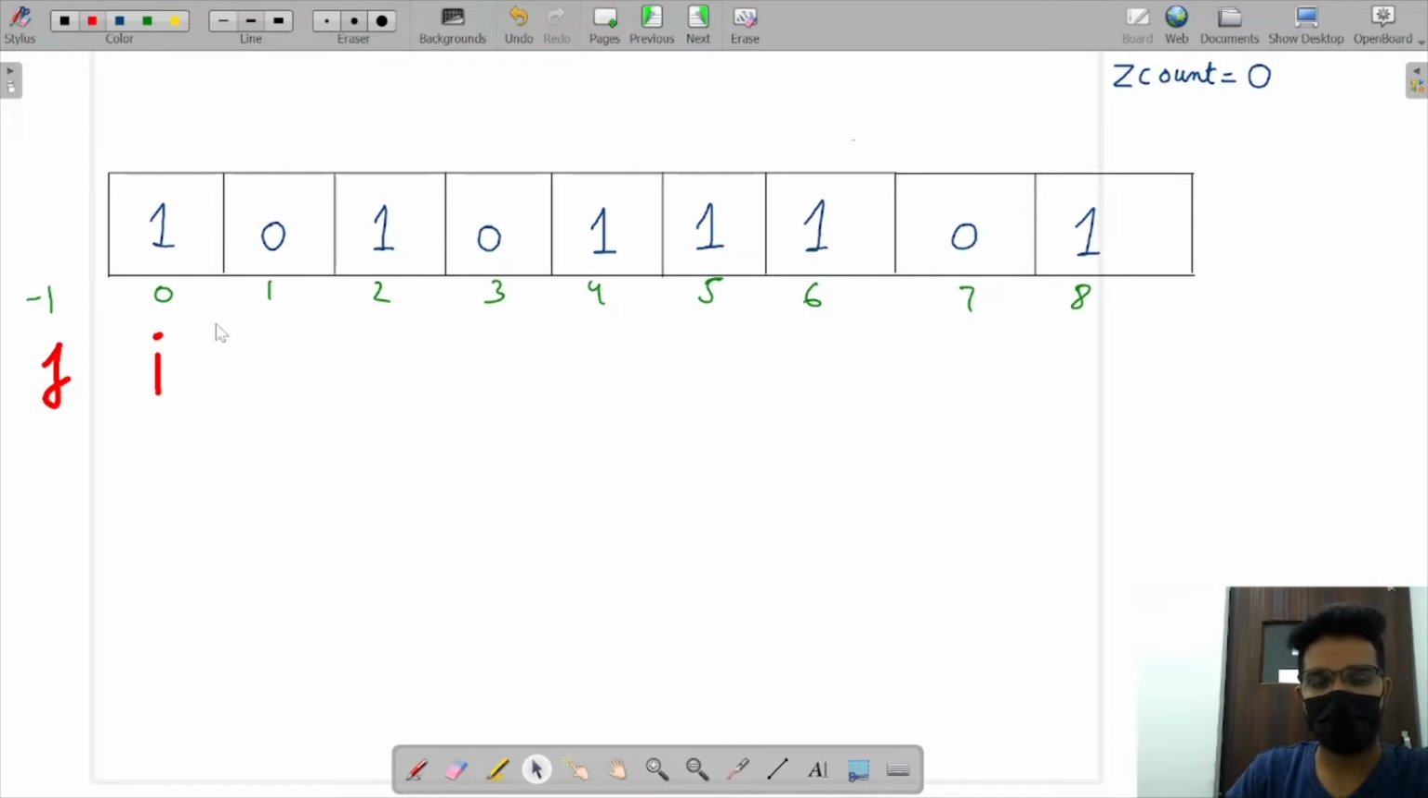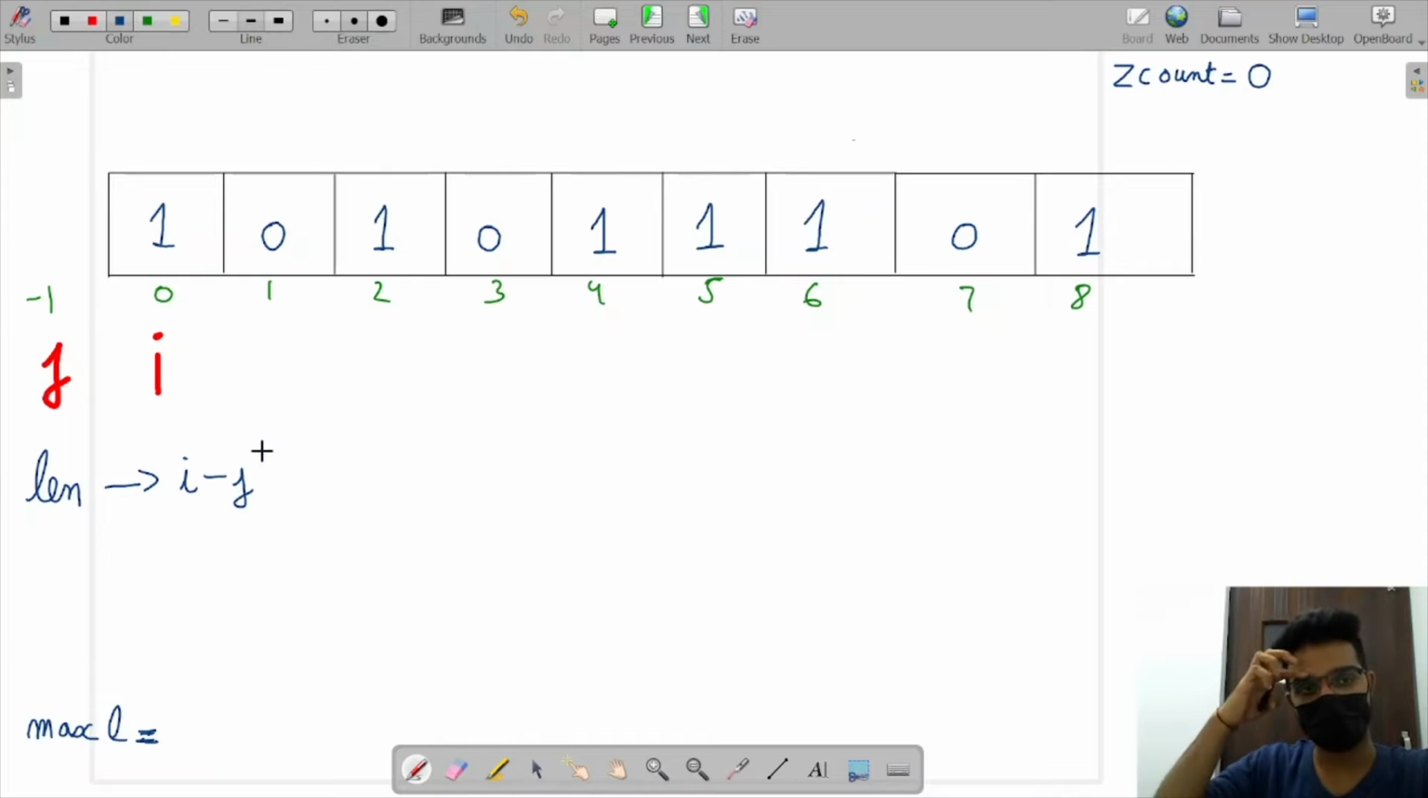So we are at i, our i is 0. So how many consecutive ones can we store at 0? We are required to calculate the length, right? At the end, we are required to calculate the max length, right? Max length. So let's just talk about length for now. Using the max length variable, we can definitely calculate the max length. So we are required to calculate the length. So the length you can calculate with a formula. What is that formula? i minus j. Let's see how this will work.